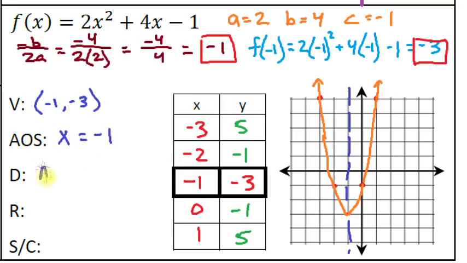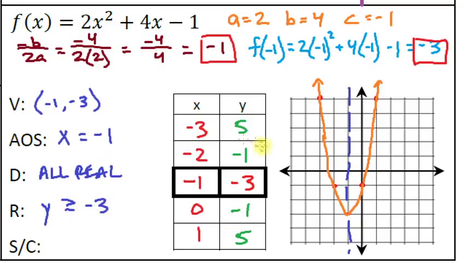The domain is always all real numbers. Our range is going to be y. Look at the y value of our vertex, which is negative 3, and since this parabola faces up, y is always going to be greater than or equal to negative 3.